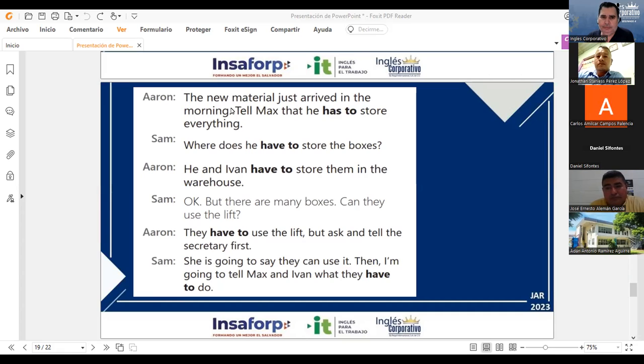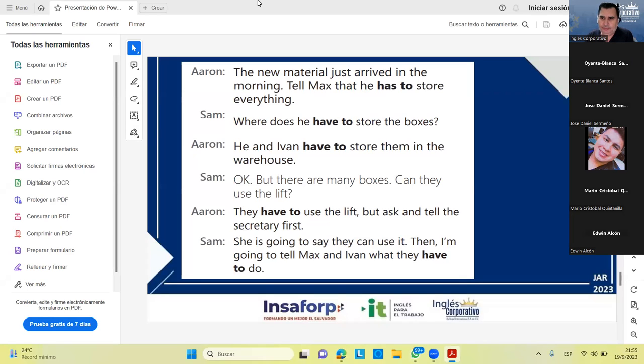Okay. With Ernest. They have to use the lift, but ask and tell the secretary first. He's going to say they can use it. Then I am going to tell Max and Ivan what they have to do. Okay. Finish. Thank you, partner.